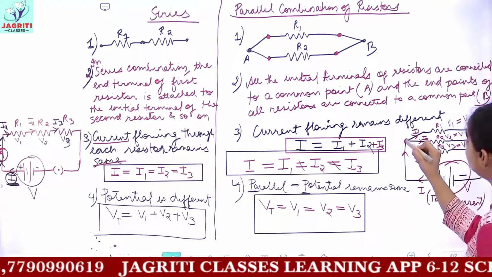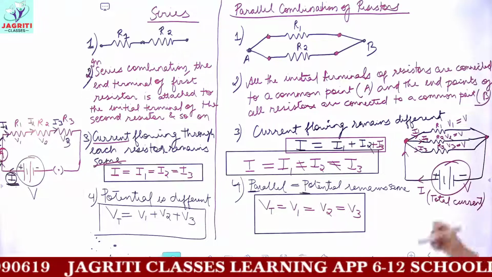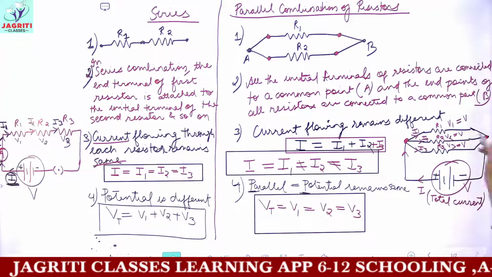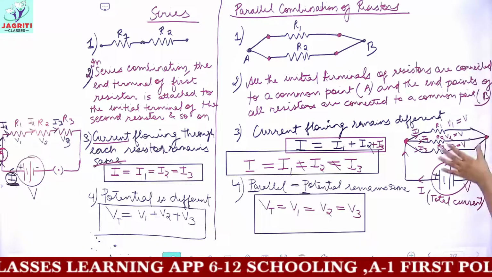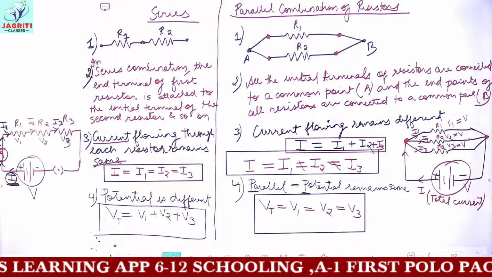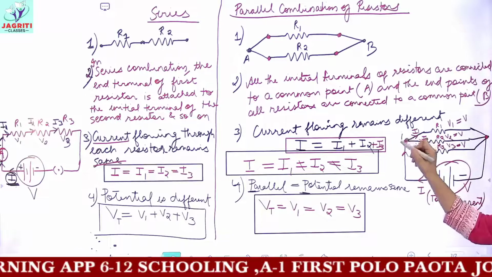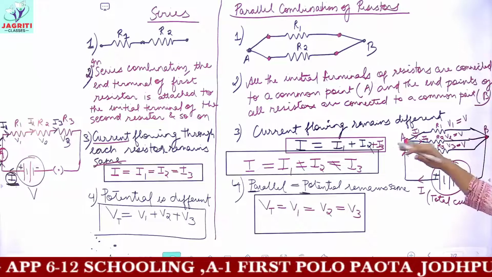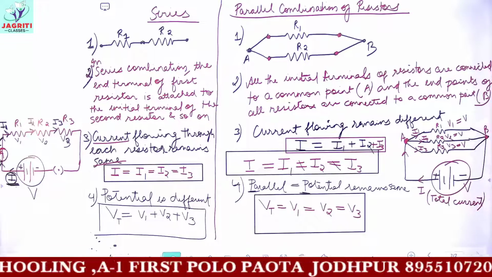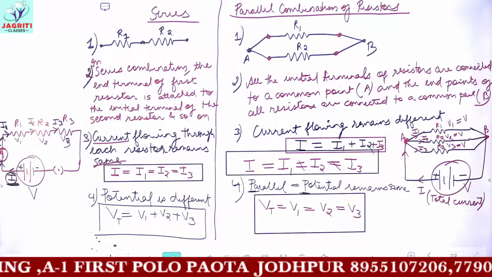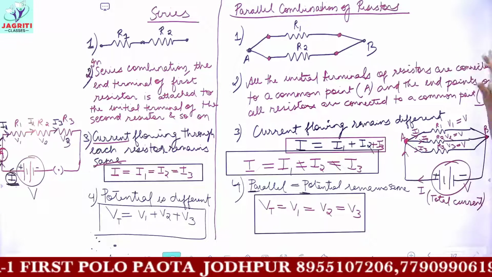The work done in moving a charge from one point to another point. And here all the resistors have a single starting and ending point. So the potential through each resistor would be the same, because the work done in moving a charge from point A to point B is the same in all three cases. Hence, in short, we can say that the value of potential remains the same in parallel combination.